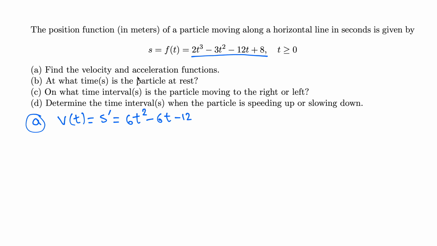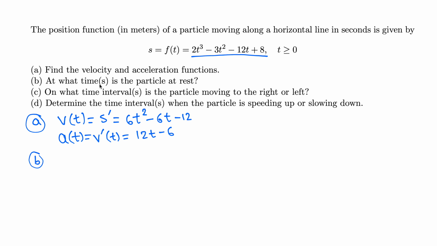That's the velocity function. We also need acceleration. Let's denote by a. Acceleration is derivative of this velocity, so v prime. Find the derivative, so 12t minus 6. Okay, that's the acceleration. Let's do part B.